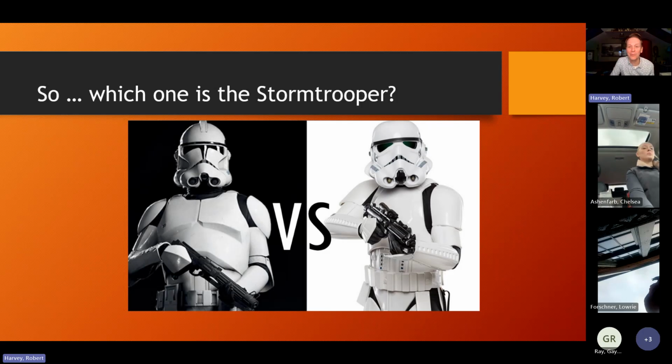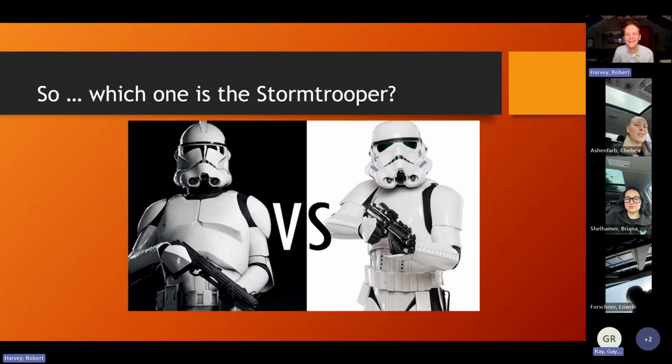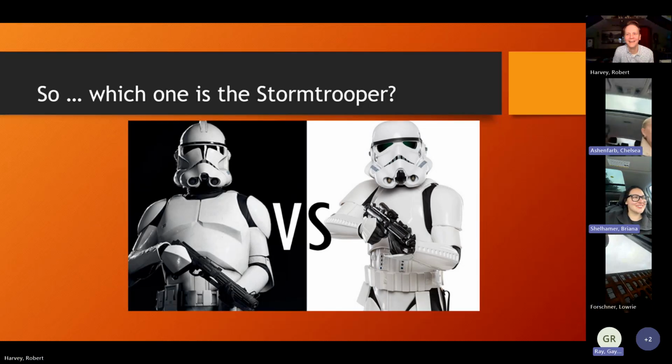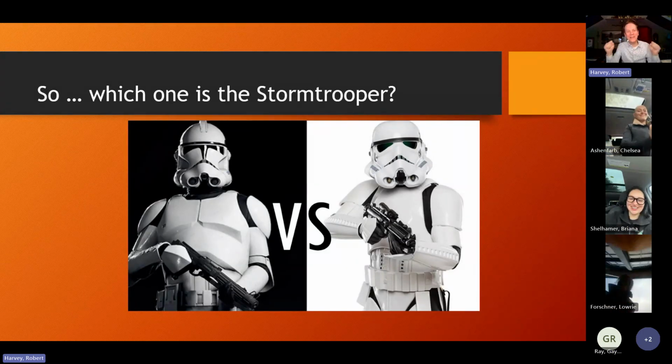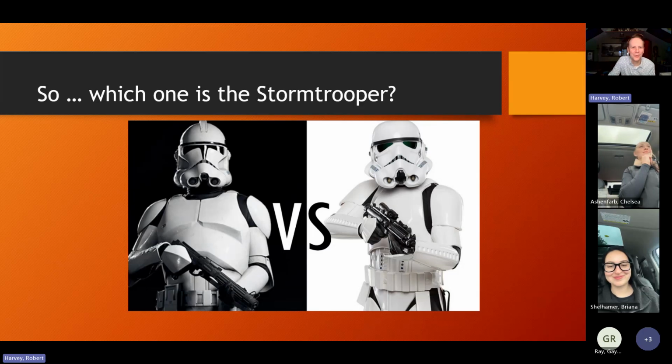All right, so our final slide here. So which one is the stormtrooper? Left or right? The one on the right. Right. Oh my goodness, I love that you all responded simultaneously with the correct answer. Yes, the one on the right is the stormtrooper, and I will tell you that in the test out, there definitely is a question about stormtrooper, clone trooper. So remember, the clone trooper has the T-visor and the mohawk. The stormtrooper has a smooth dome and two eyes that are connected in the middle.